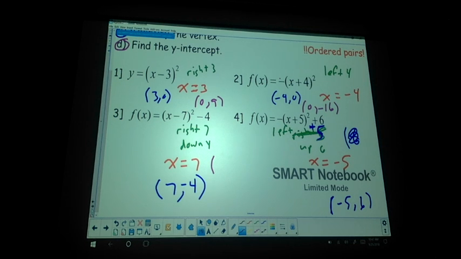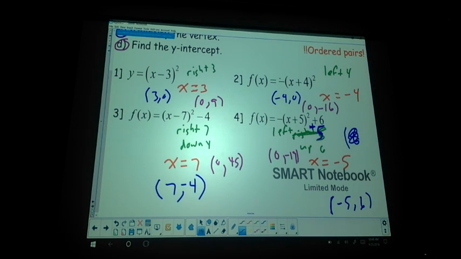Y-intercept. So that's going to give me 49 minus 4. 49 minus 4 is 45. And this one, I'm going to plug 0 in for x. So I get 25. So it's negative 25. Negative 25 plus 6 is negative 19.